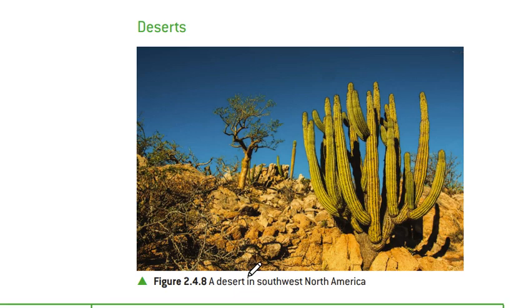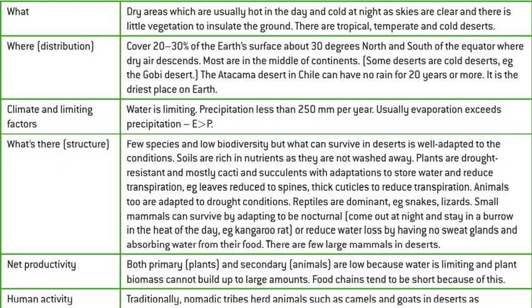Talking about deserts, this is the desert in the southwest of North America. Deserts are dry areas which are hot in the day and cold at night, and skies are clear as there is little vegetation to insulate the ground. Another very important point: there are tropical, temperate, and cold deserts, three different types of deserts.